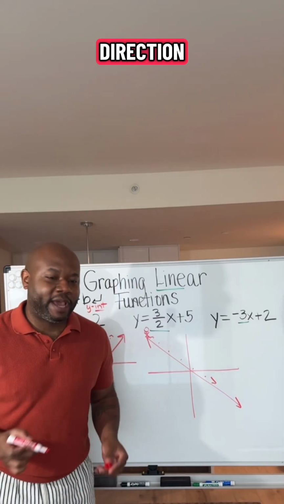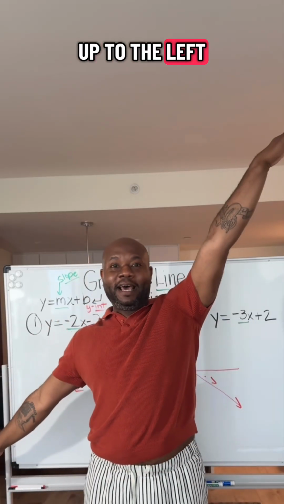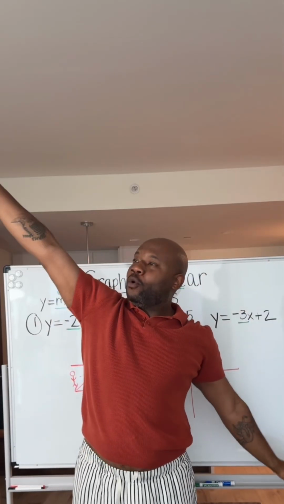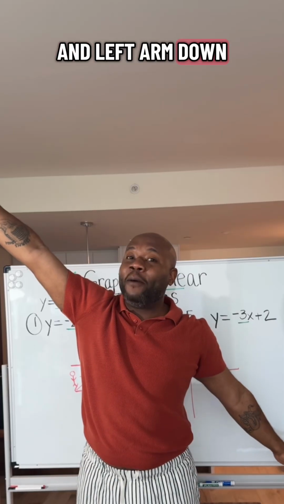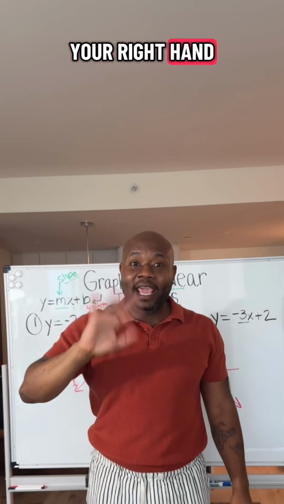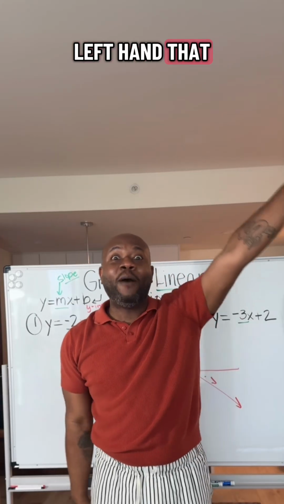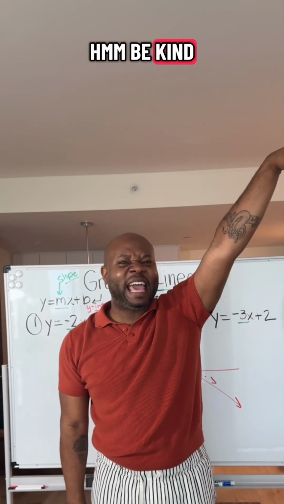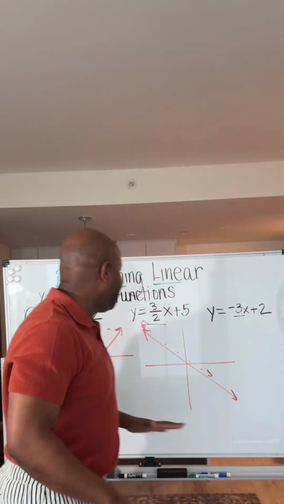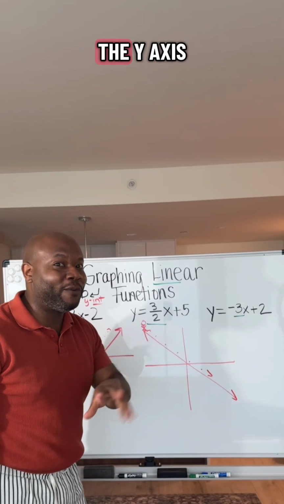that's a negative direction. Also, think of your airplane arms. Up to the left, where left arm is up and right arm is down, negative. Right arm up and left arm down, positive. If you're a right-handed person, think of it like this. If you wrote with your right hand, it would be positive. It would look good. But if you wrote with your left hand and that was up, it'd be kind of negative. Those are some ways that you can remember if it's going to be a positive slope or a negative slope. Then your y-intercept just tells you where it's going to hit, how high or how low it's going to be on the y-axis.